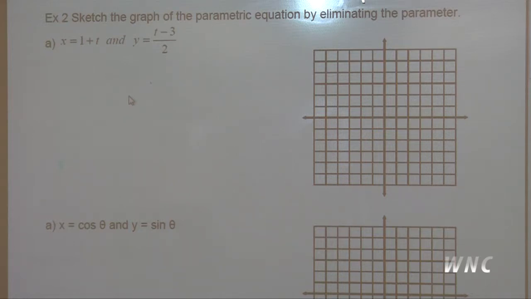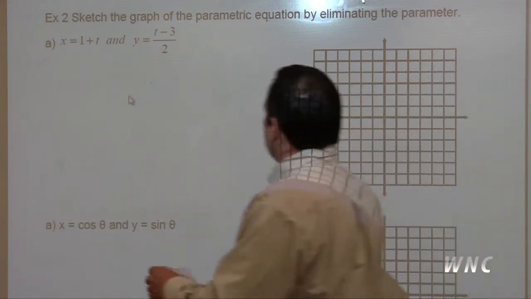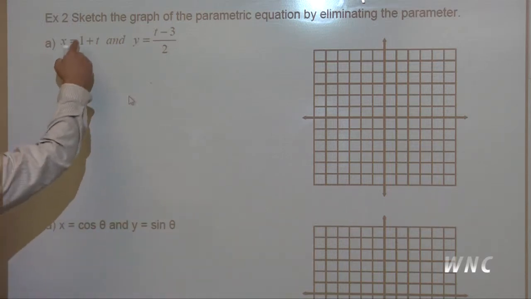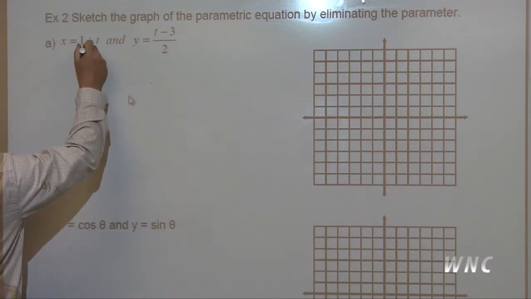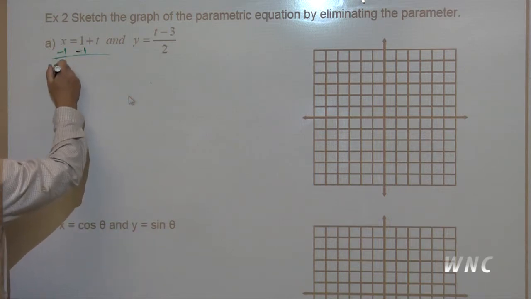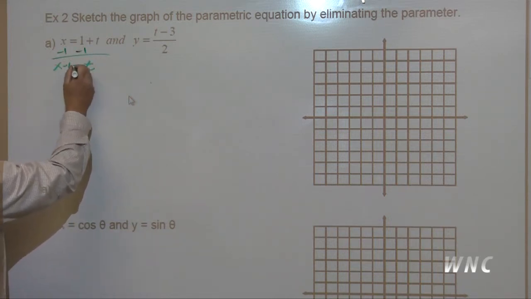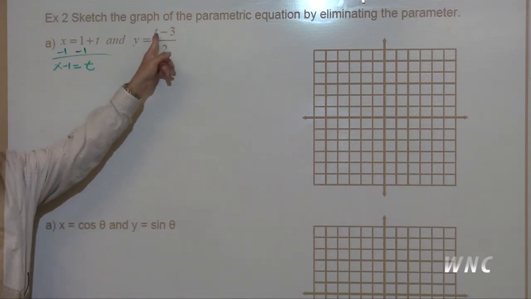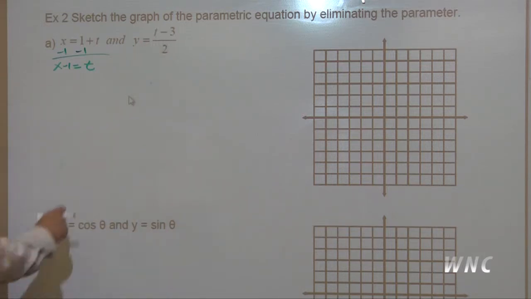So we're going to sketch the graph of the parametric equation by eliminating the parameter. So we have x equals 1 plus t and y equals t minus 3 over 2. So let's solve for t here, subtracting 1 from both sides. x minus 1 equals t. Now we're going to substitute this result into t in the y part.